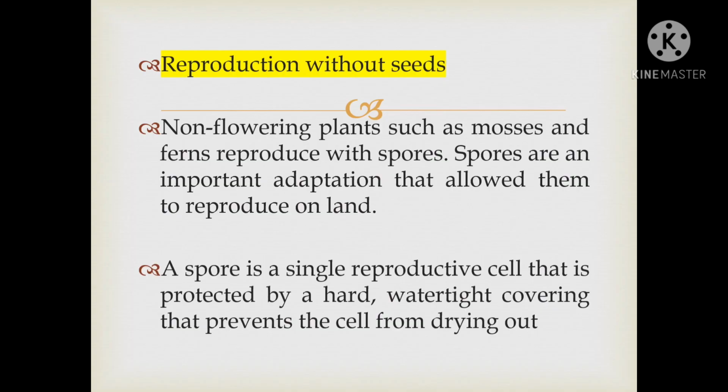The second type of asexual reproduction is reproduction without seeds. Non-flowering plants such as mosses and ferns reproduce with spores. Spores are an important adaptation that allowed them to reproduce on land. A spore is a single reproductive cell that is protected by a hard watertight covering that prevents the cell from drying out. Now, in order for us to understand the asexual reproduction of plants, I have here a video that shows the asexual reproduction of plants. Enjoy watching!